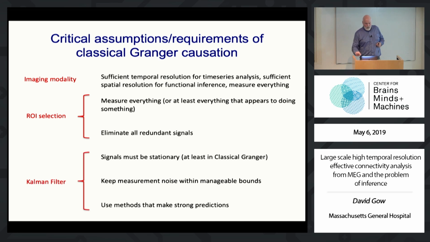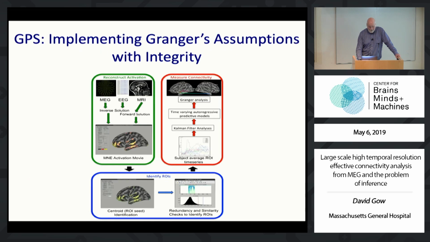Okay. And there's some other assumptions. One is the signals have to be stationary. We'll talk about that in a moment. I need to keep measurement noise within manageable bounds, and this is a challenge for MEG because we are dealing with an inherently noisy signal. And I need to use methods that give us strong predictions. So I'm going to solve these by having a specific way of imaging, being careful about ROI selection, and using a Kalman filter technique, which I'll talk about in a moment, to make predictions.